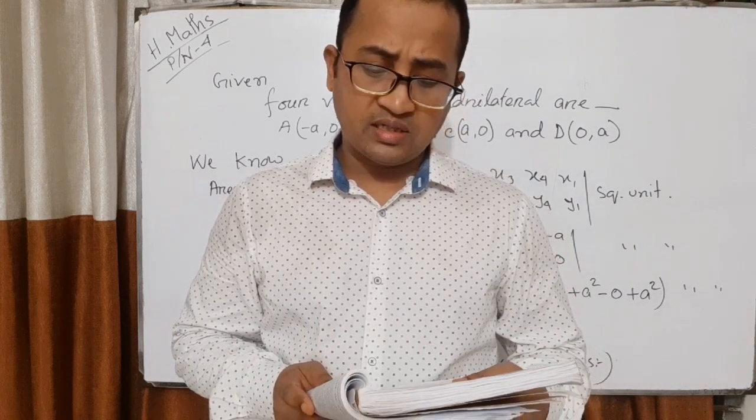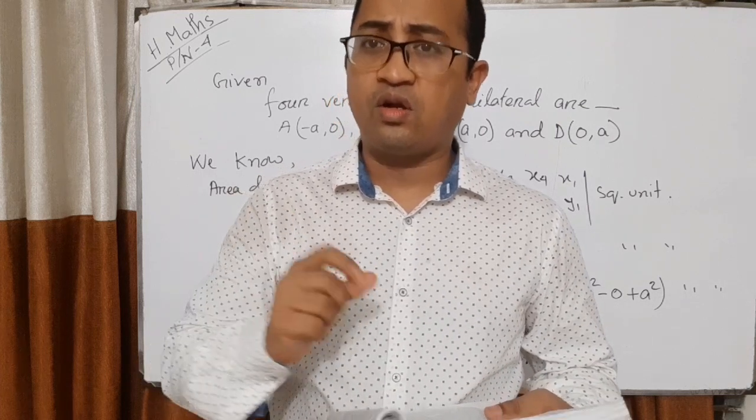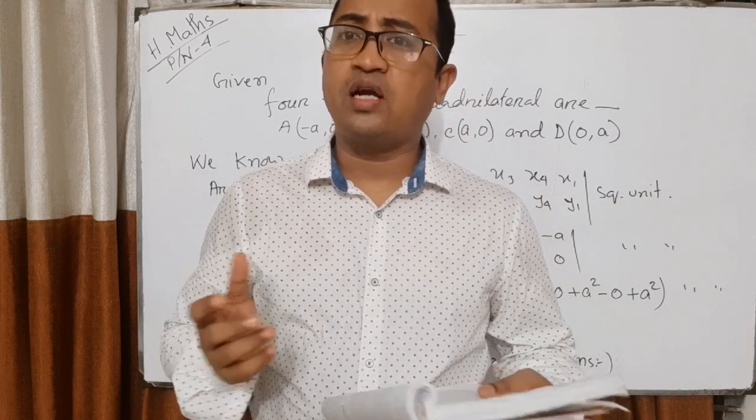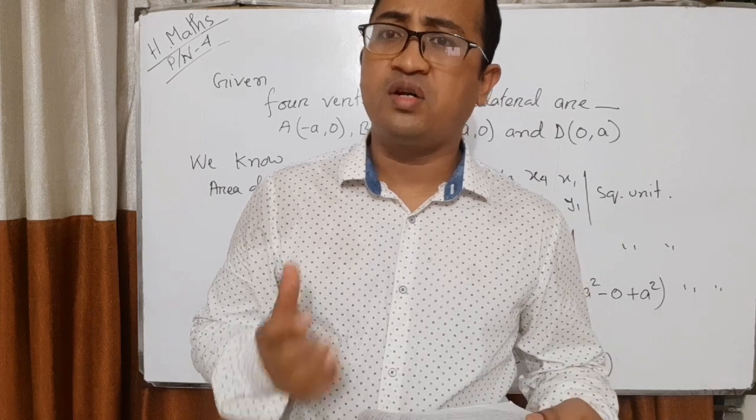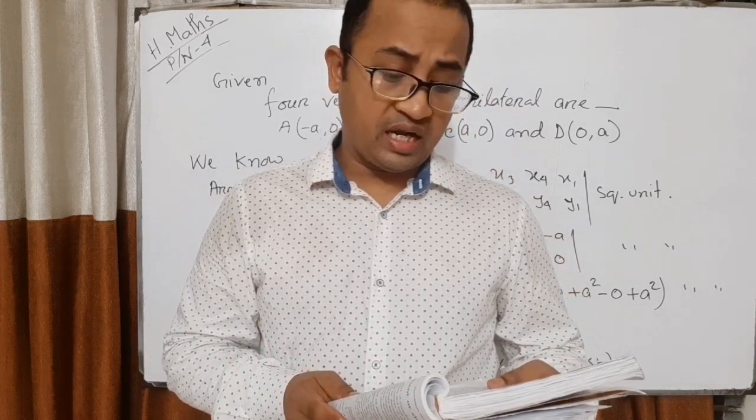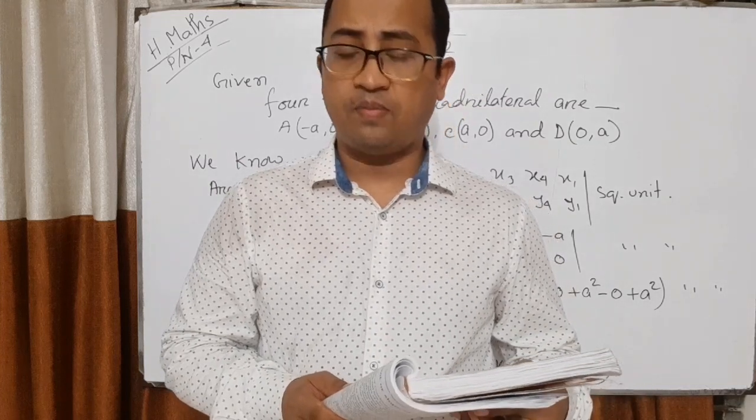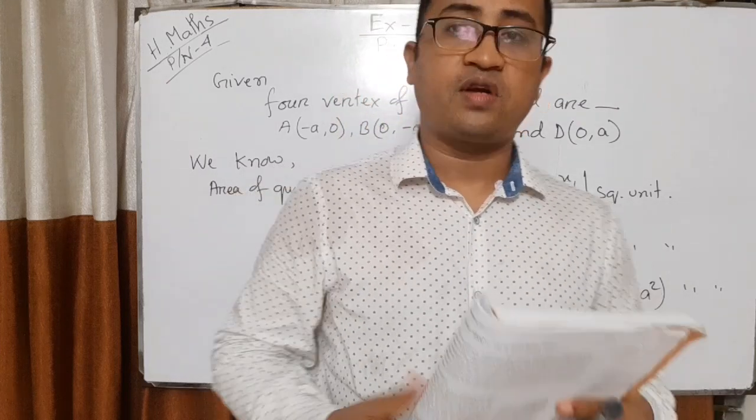Find the lengths of the sides AC and BD. Those are the diagonals of the parallelogram, AC and BD. You can find the length of the diagonals by using the distance formula. Find the area of the parallelogram using the area of the triangle, up to 3 decimal places. Look, find the area of the parallelogram using the area of the triangle.